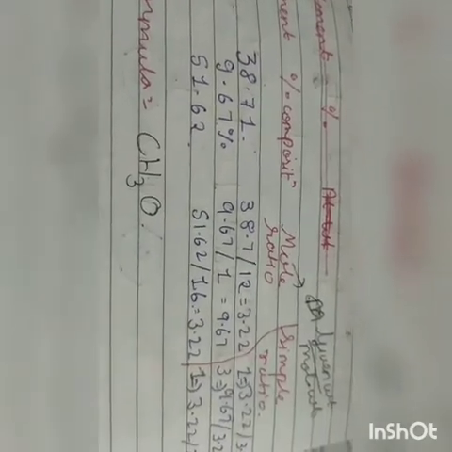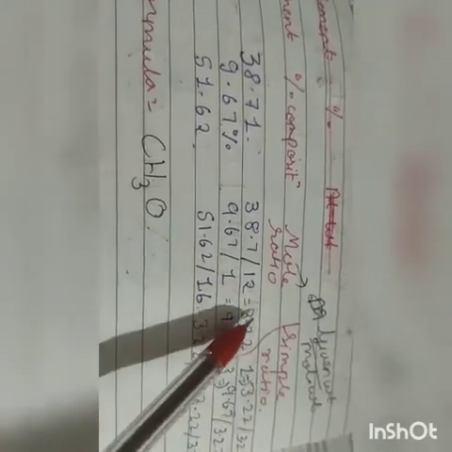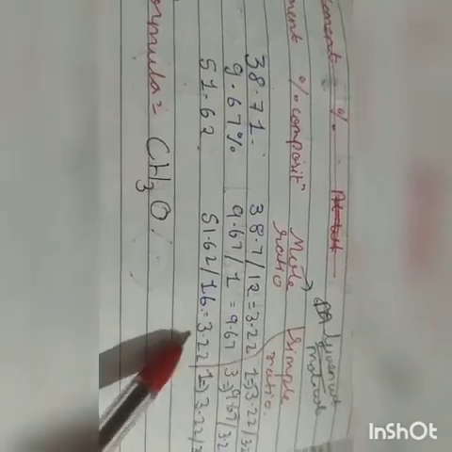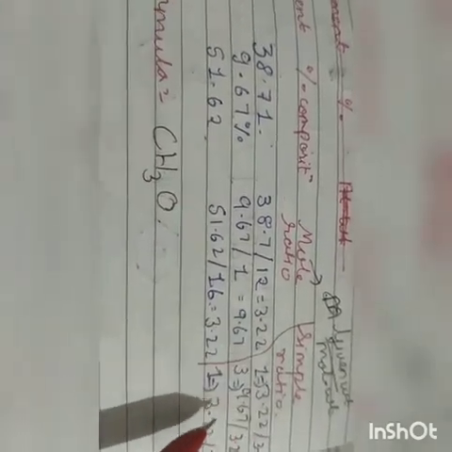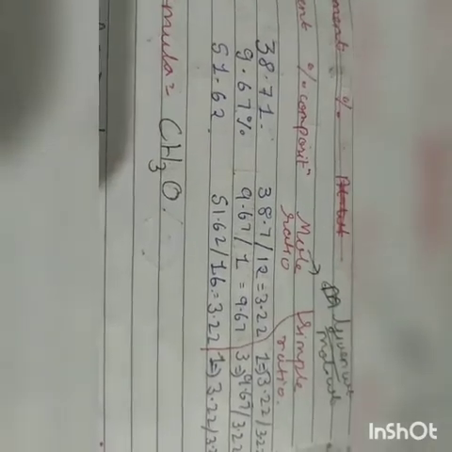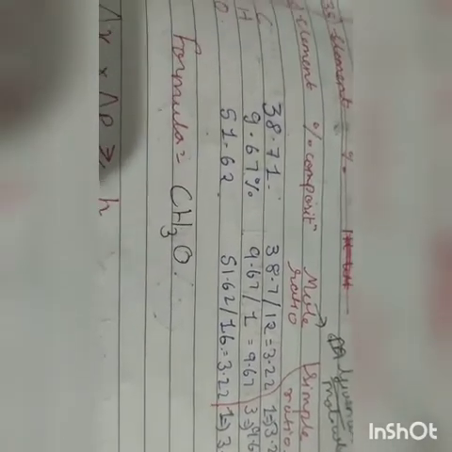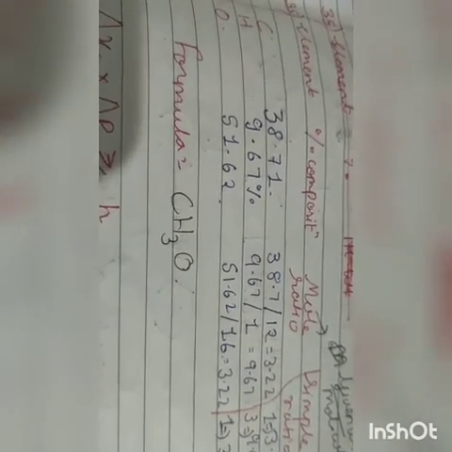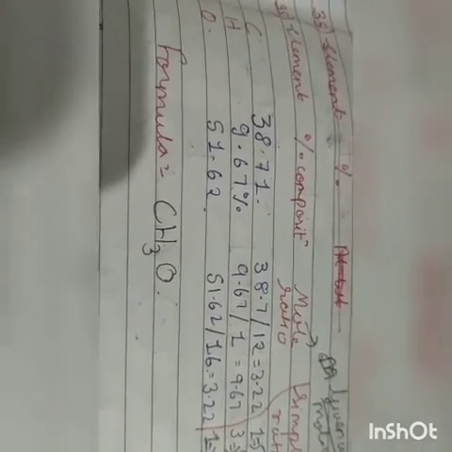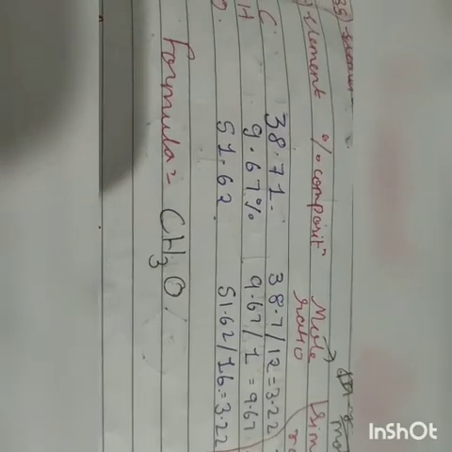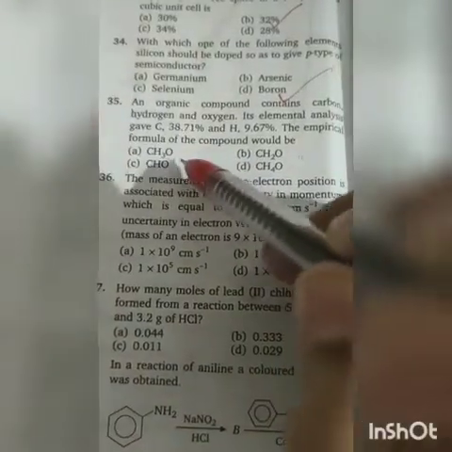Then we will find the ratio. We take the number which is common to all three of them, which is 3.22, and divide all values by 3.22. So for carbon we get 1, for hydrogen we get 3, and for oxygen we get 1. So the formula is CH3O. Here is our correct option, CH3O.